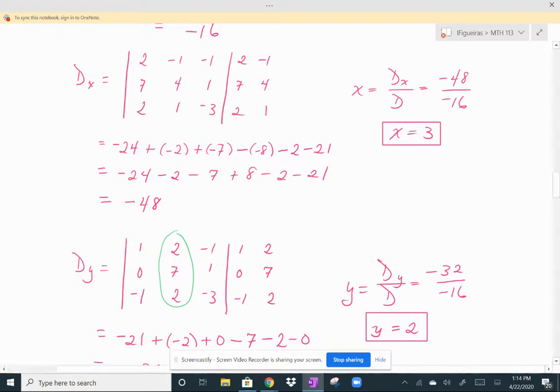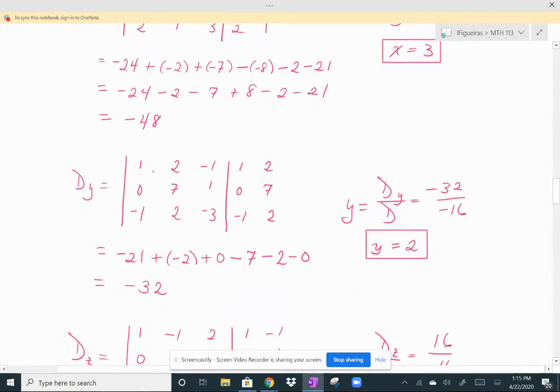All right, then I'm going to do again that same trick. Repeat columns 1 and 2 here. So first you write down your 3 by 3 matrix, then repeat the first column and the second column to the right, and then we start that multiplication on a diagonal. So starting from here, 1 times 7 times negative 3 gives me negative 21. Then going over to the next one, 2 times 1 times negative 1 is plus negative 2. And then going to the last one, negative 1 times 0 times 2 gives me a product of 0.